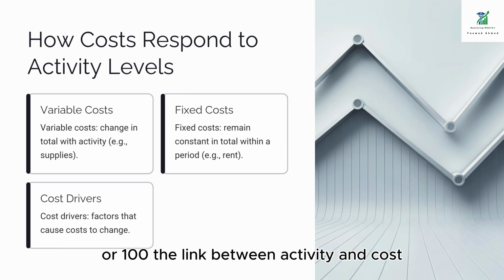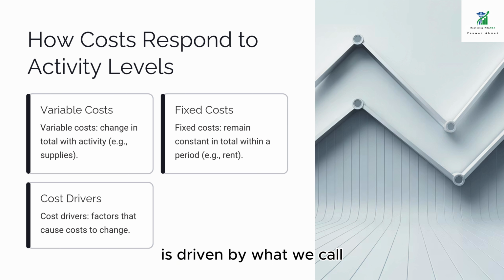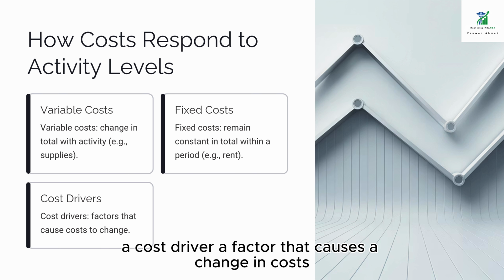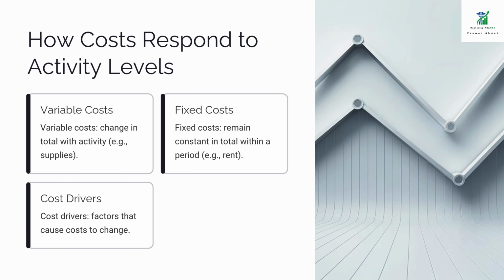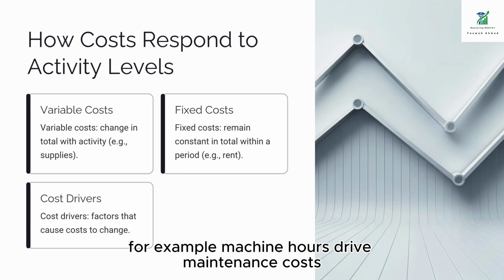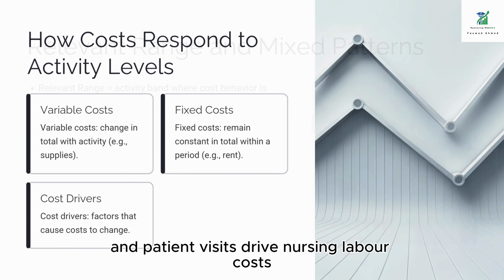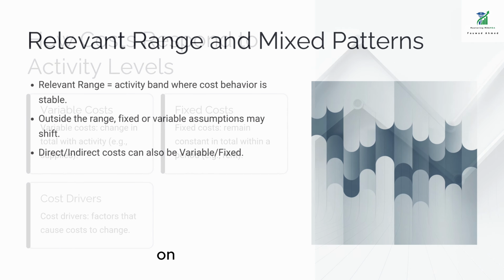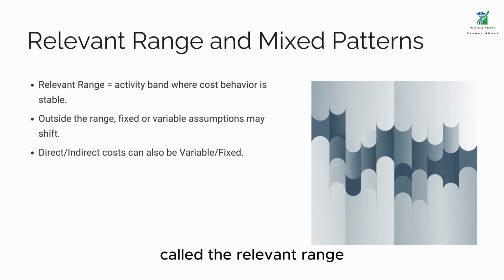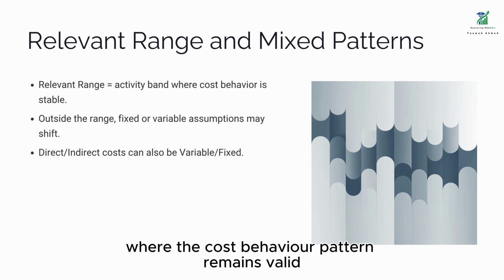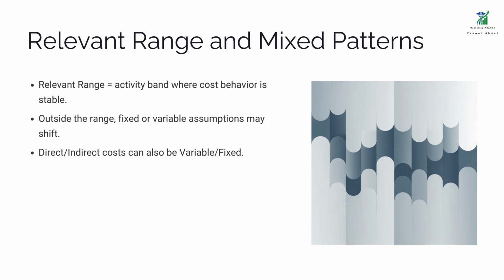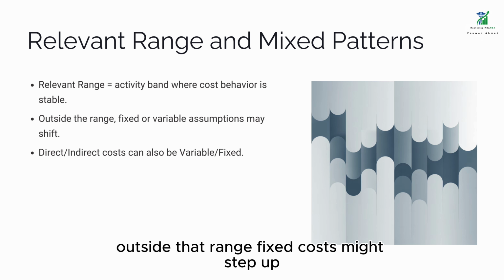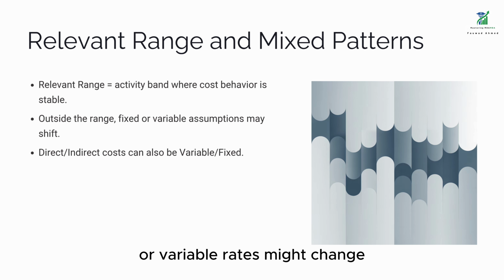The link between activity and cost is driven by what we call a cost driver, a factor that causes a change in costs. For example, machine hours drive maintenance costs and patient visits drive nursing labor costs. These relationships hold true only within a certain band called the relevant range, the level of activity where the cost behavior pattern remains valid. Outside that range, fixed costs might step up or variable rates might change.